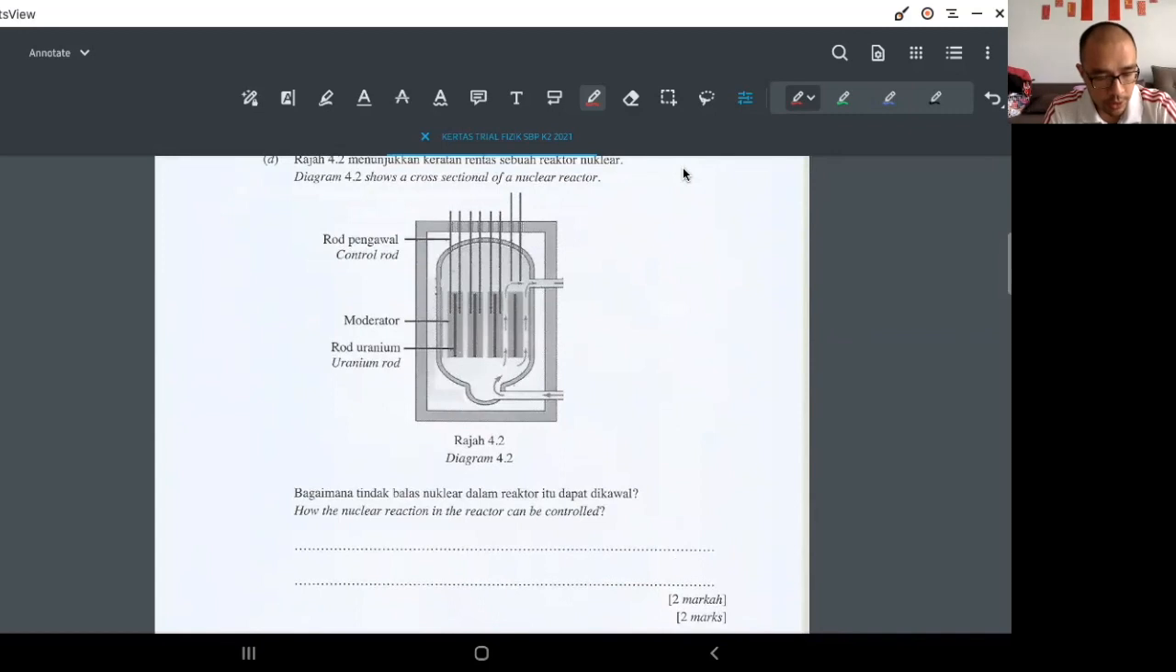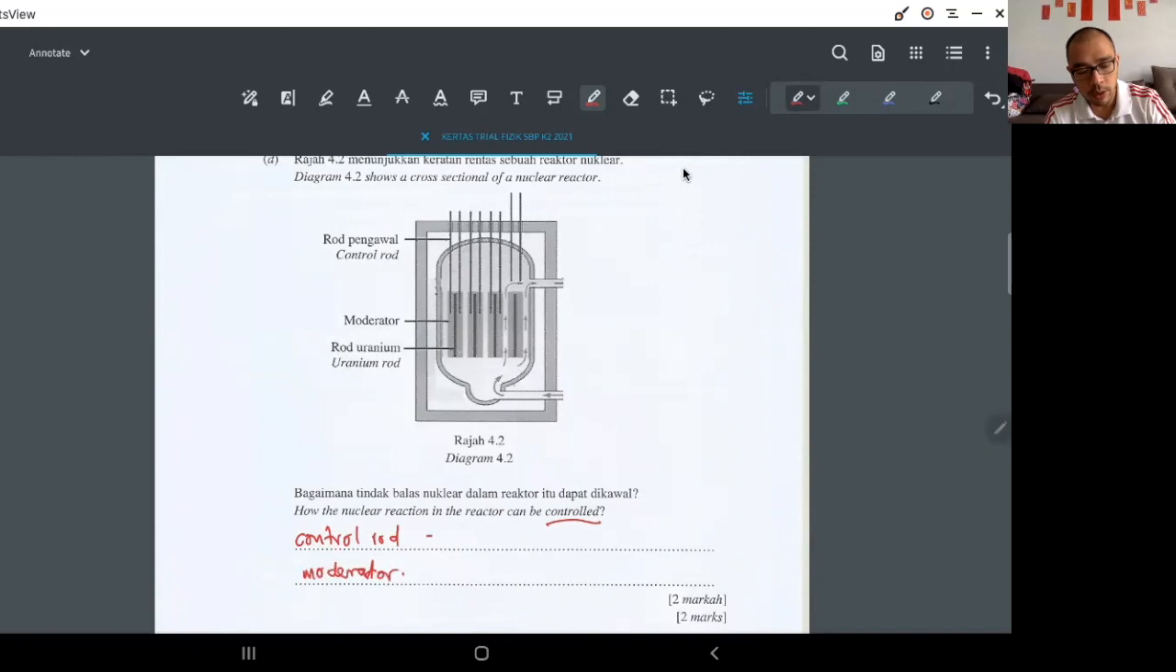So this last question, not to say last. Diagram 4.2 shows a cross-sectional area of a nuclear reactor. How do you control the nuclear reaction? There are two ways to control. One is by using the control rod, and then the other one is by using a moderator. But the question is not asking just how you control. You need to also explain what the control rod does and what the moderator does.